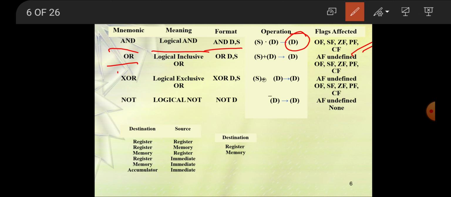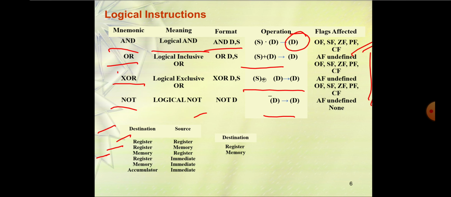Similarly the OR operation, which means you simply OR S with D. Whatever the OR operation performs in the OR instruction, in XOR the XOR operation is performed, and in NOT the NOT operation is performed, and all these flags are affected. Here are the destinations and source. What kinds of destination and source can be used? Register to register, register to memory, memory to register, immediate to memory, immediate to accumulator, and immediate to register. These are the source and destination locations, that is, where you can take the data from and where you can store that data.